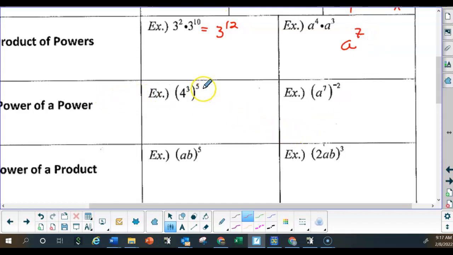Okay, power of powers. So this is like a distribution problem. So we're going to distribute the exponents. So this is going to be equal to 4 to the 3 times 5 power, which is just 4 to the 15th power. So the same thing happens over here. This is a to the negative 14th power. We don't want negative exponents, so we try to avoid those. So we have 1 over a to the 14th.